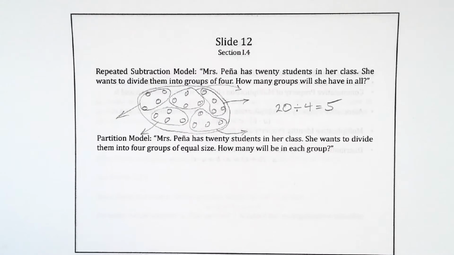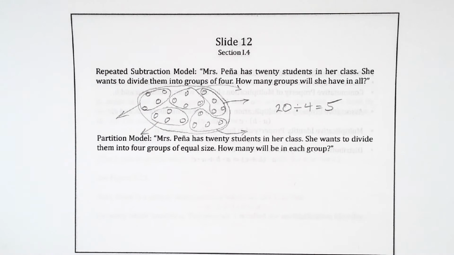Now the next model is often confused with this one, but notice that it asks for the other piece of information. So Mrs. Pena has 20 students in her class. She wants to divide them into 4 groups of equal size. How many will be in each group? So now instead of knowing the group size, we know how many groups. Instead of trying to figure out how many groups, we're trying to figure out the group size. You see, we're looking for the other piece of information.